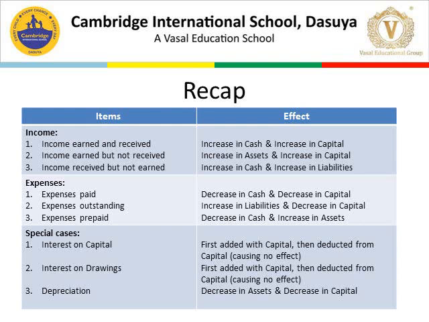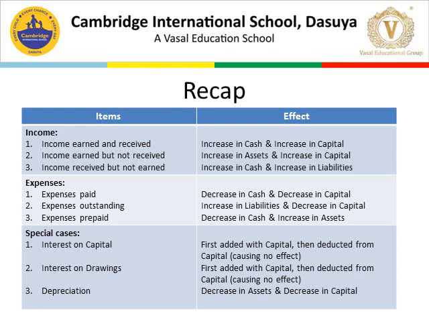Number one item is income. Incomes are divided into three types, that is income earned and received. Its effect on the accounting equation is it will increase the cash and increase the capital simultaneously. Number two, income earned but not received. Income earned but not received means it's an asset. So it will increase your assets and increase your capital simultaneously.